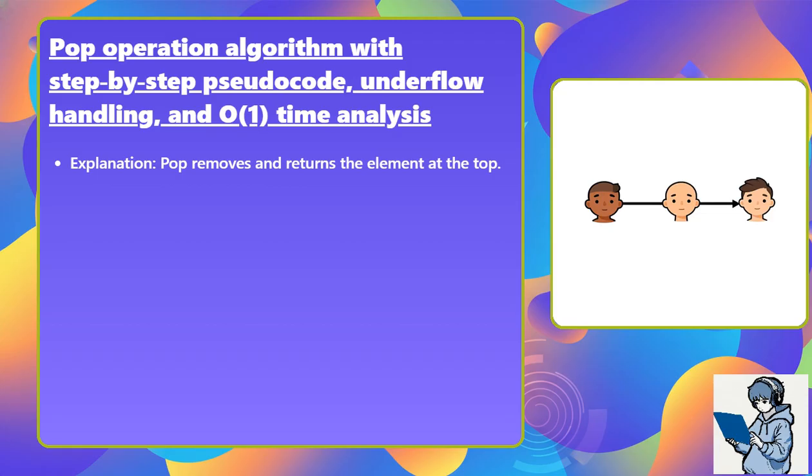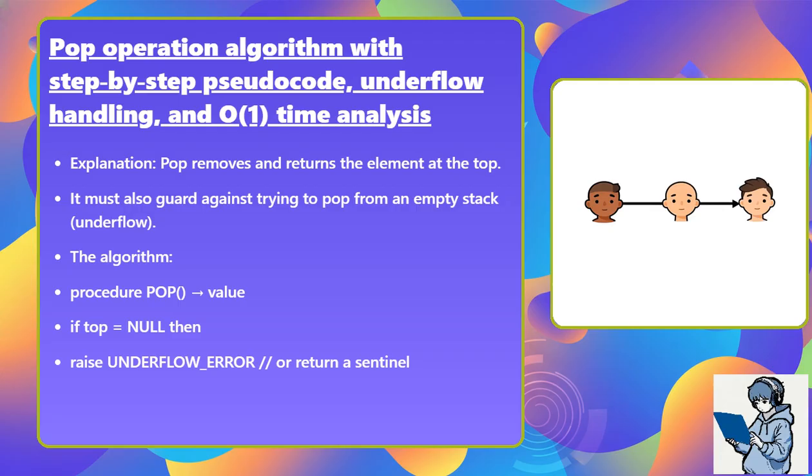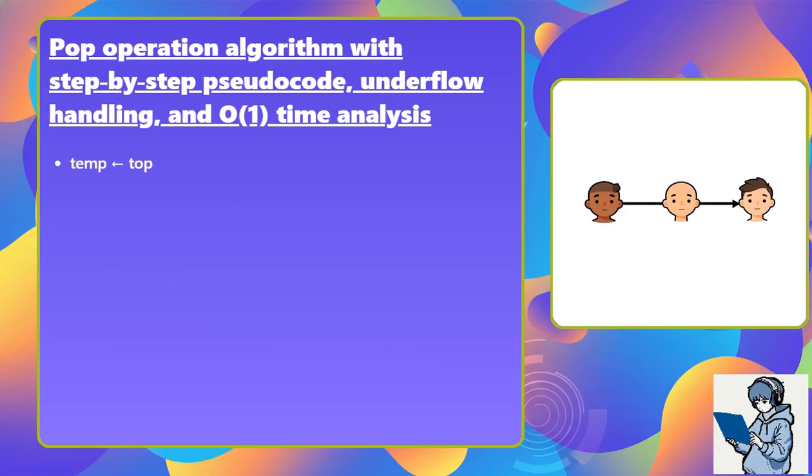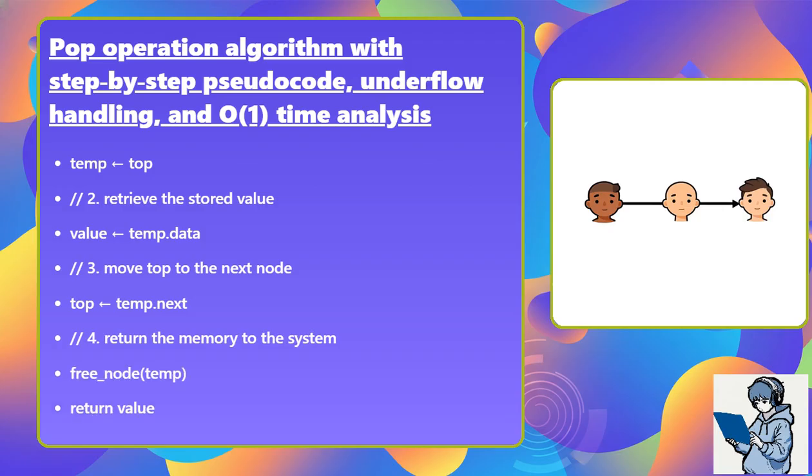Explanation: pop removes and returns the element at the top. It must also guard against trying to pop from an empty stack, underflow. The algorithm: Procedure pop() to value. If top equals null, then raise underflow error or return a sentinel. Else: 1. Keep a reference to the node to be removed. temp gets top. 2. Retrieve the stored value. value gets temp.data. 3. Move top to the next node. top gets temp.next. 4. Return the memory to the system. Free node of temp. Return value.